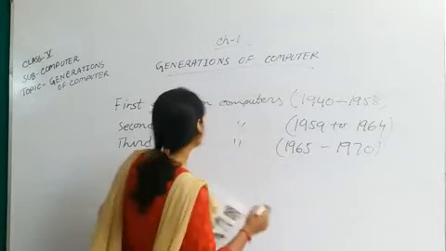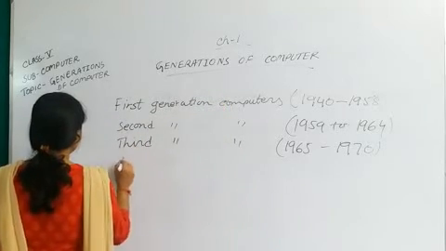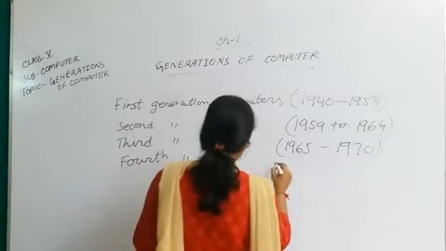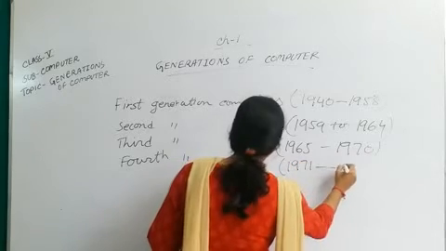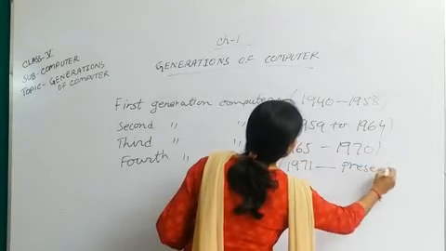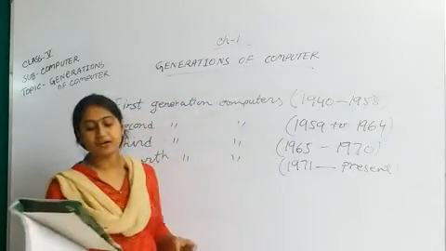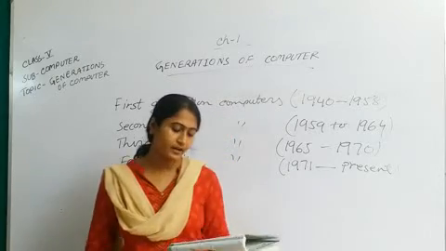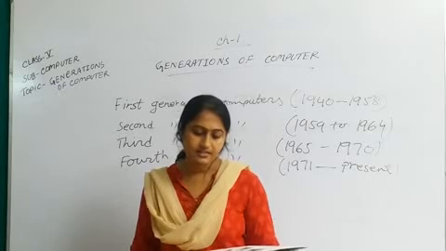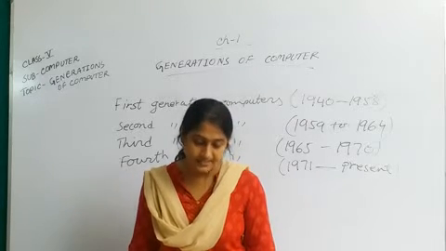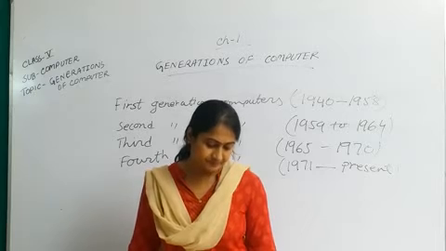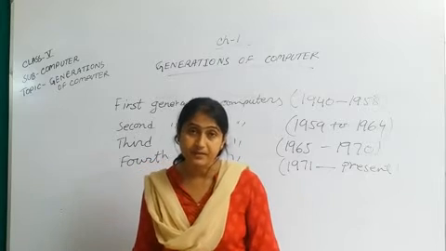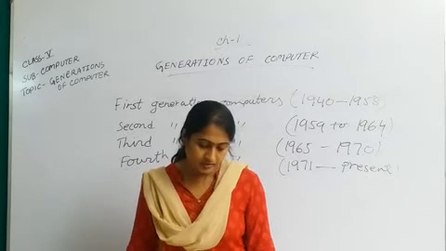Next, the fourth generation computer. The fourth generation computer's time period is 1971 to present. Now we are using the fourth generation of computer. The fourth generation computer uses a microprocessor, a type of very large scale integrated circuit, VLSIC, and this microprocessor contains all the components of the CPU on a single chip.